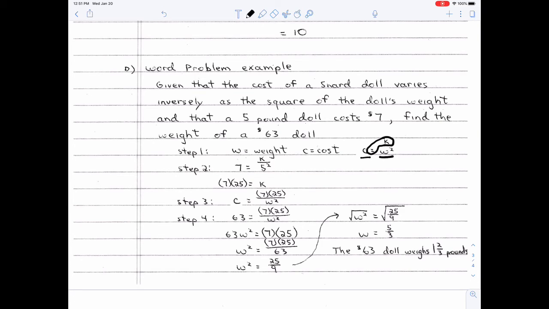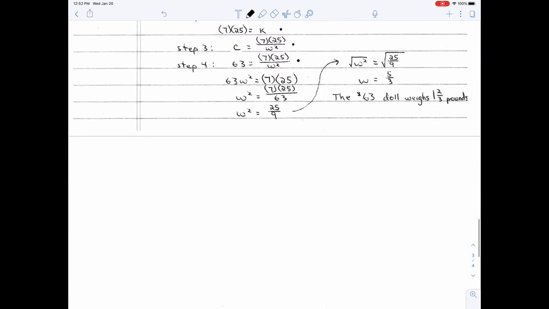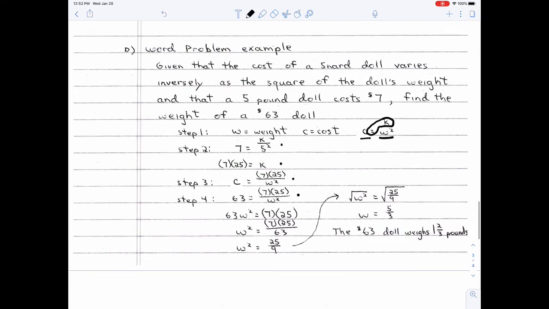In all the previous problems, the variables were just given to you in the problem, but you're still doing the same thing. Then what do you do? You plug in the numbers, you find k, then you write the equation with k, but nothing else plugged in, and then you solve the problem. Okay? And that's pretty much about it. It's a pretty simple idea.